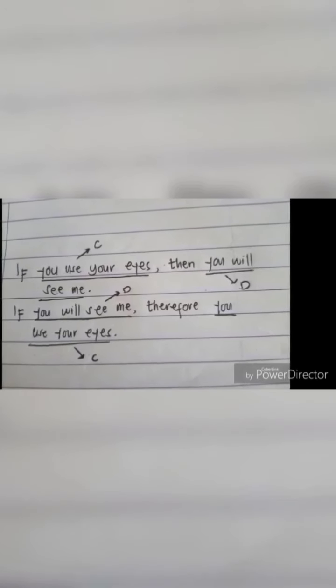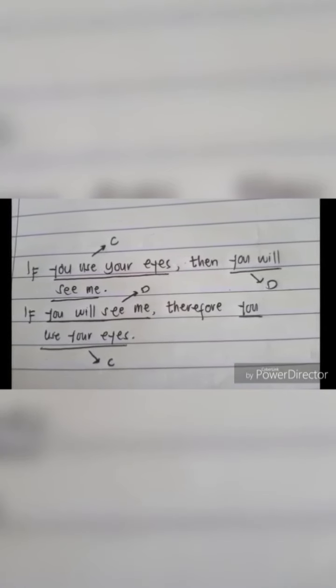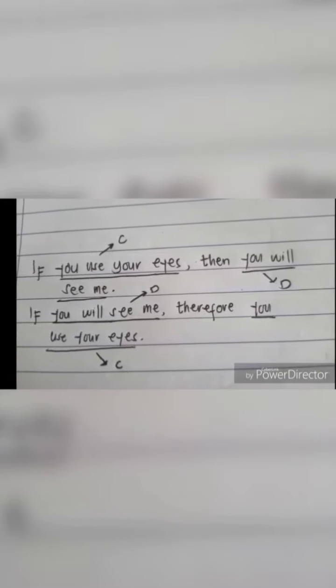My argument is, if you use your eyes, then you will see me. If you will see me, therefore you use your eyes. You use your eyes is C, and you will see me is D. This is our symbolic form. Based on the truth table, our argument is valid.